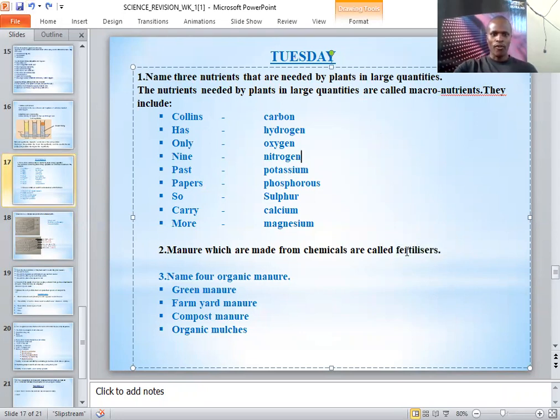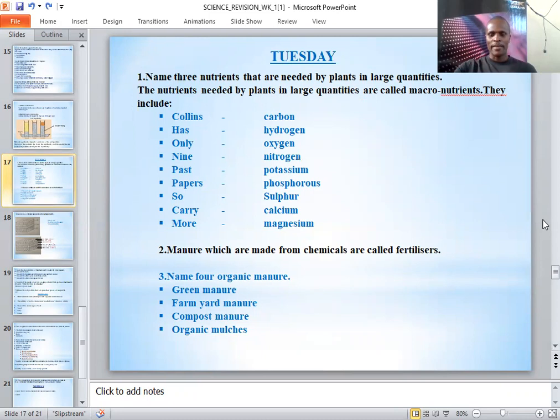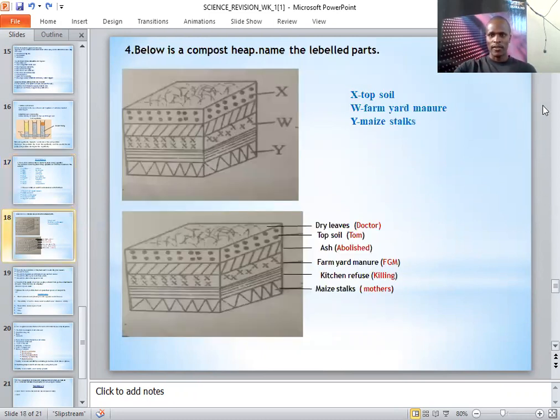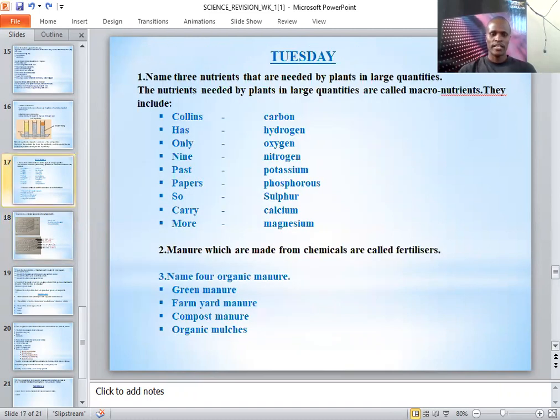Number 3, name 4 organic manure. Now we are talking about organic manure. These are the ones that we make using animal remains and plant remains. We call them organic manure. So there are 4 of them: we have green manure, farmyard manure, compost manure, and organic mulches. I believe we have looked at that. There is no need to repeat again. Let's look at the next question.